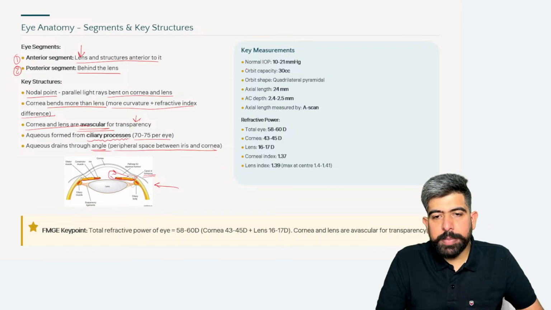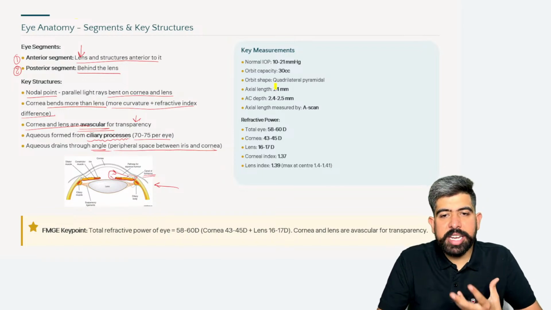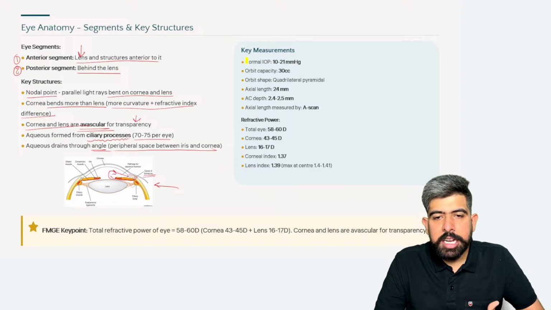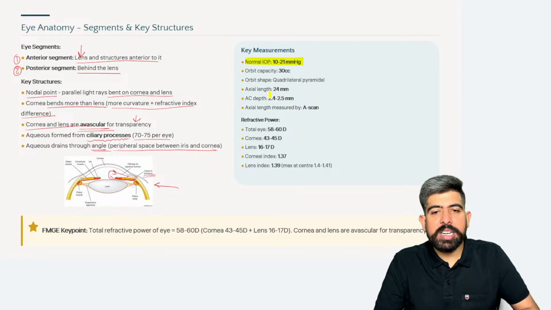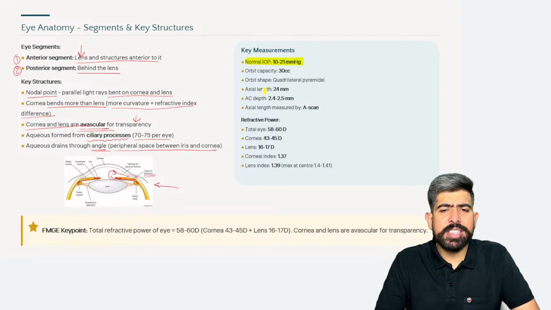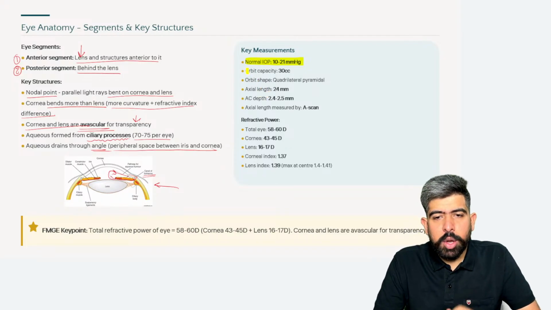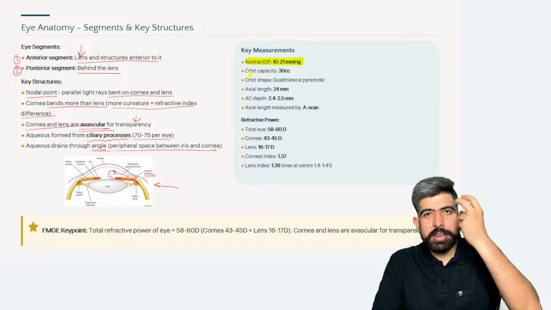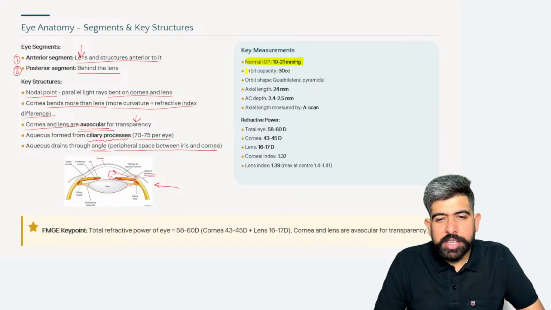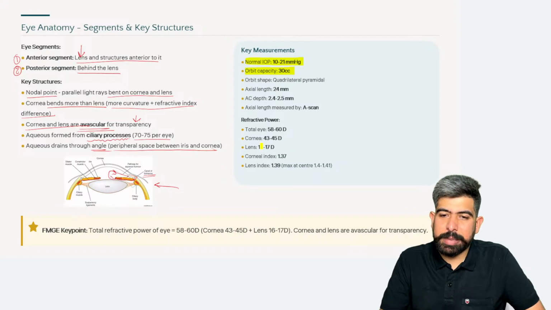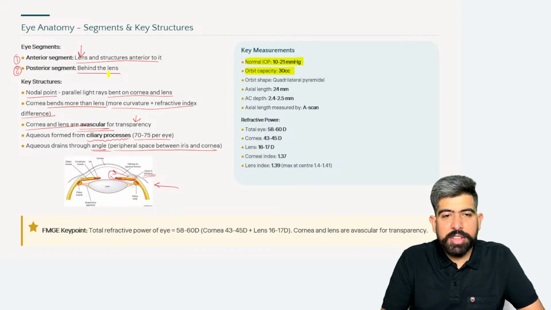Now, what are the key measurements you have to remember? This is a very, very important table which I have given here. Normal IOP is 10 to 21 mm Hg. Please remember, normal intraocular pressure is 10 to 21 mm Hg. What is the orbital capacity? This orbit which we have, what is its capacity? The orbital capacity is 30 cc. Please remember, orbital capacity is 30 cc.